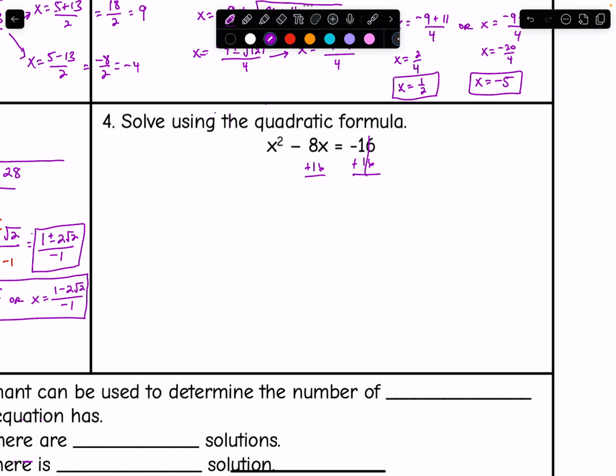Those cancel over here, and I get equals 0. Now this 16, I can't add it to either of these because they have x's in them, so I just put it at the end. I have x squared minus 8x plus 16.